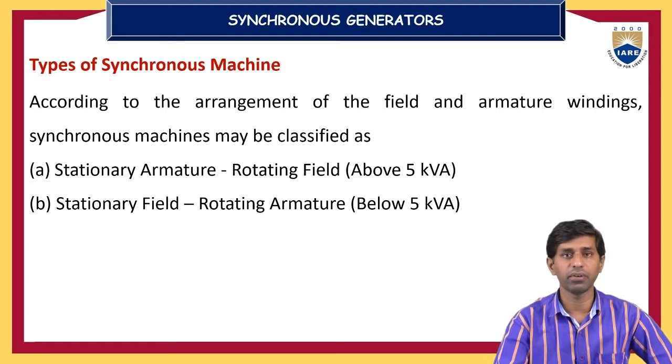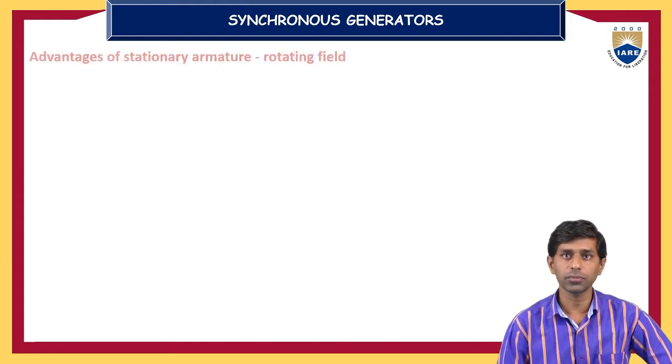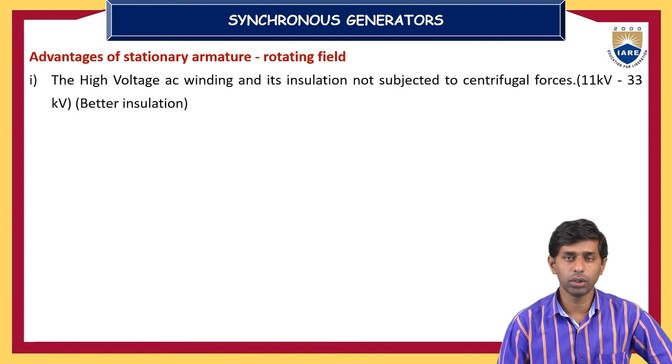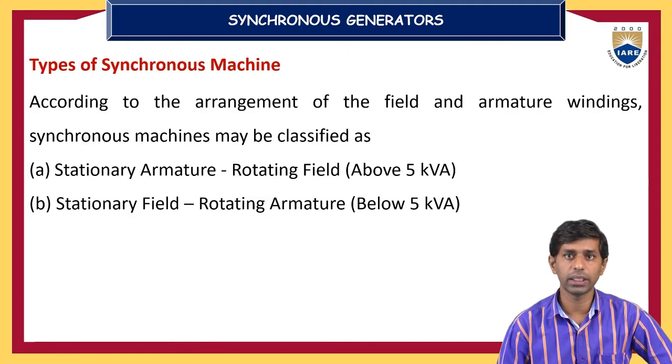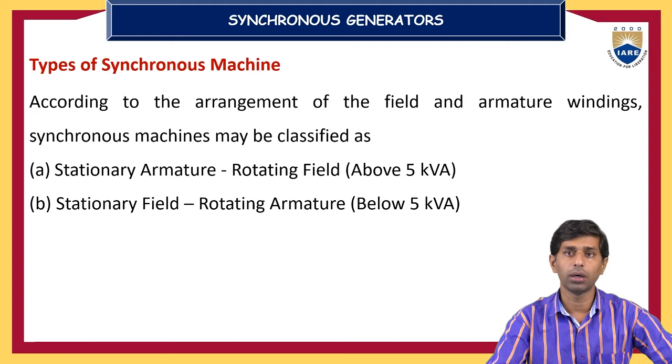For machines rated above 5 kVA, we choose the first option, that is stationary armature and a rotating field. For ratings below 5 kVA, we choose the second option, that is stationary field winding and rotating armature type synchronous machines. So let us look at what exactly the stationary armature and rotating field is.